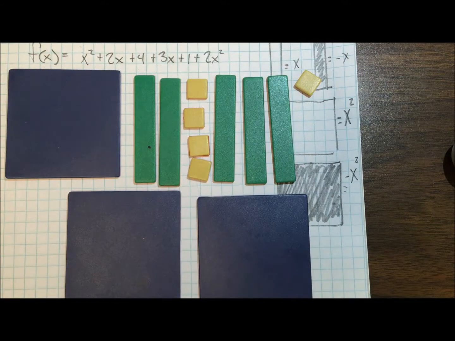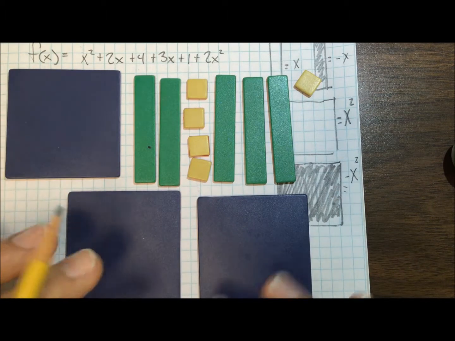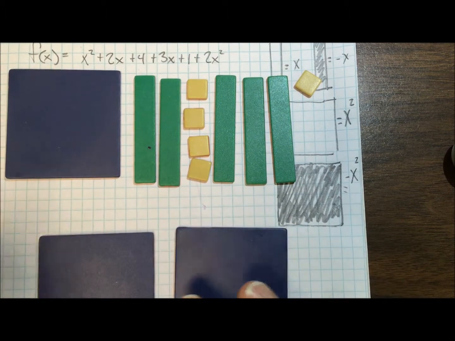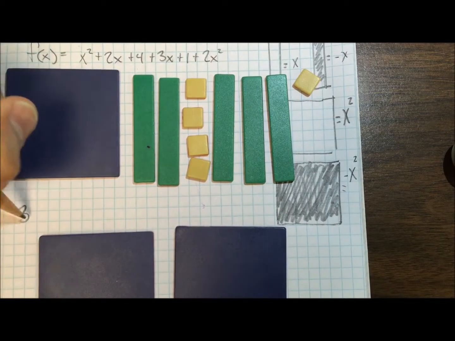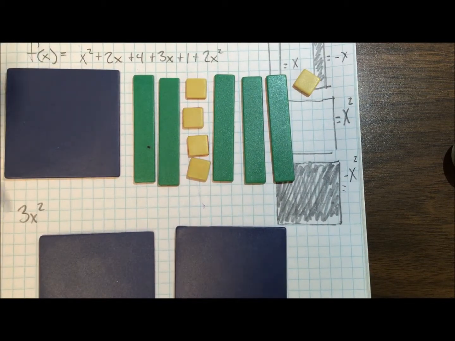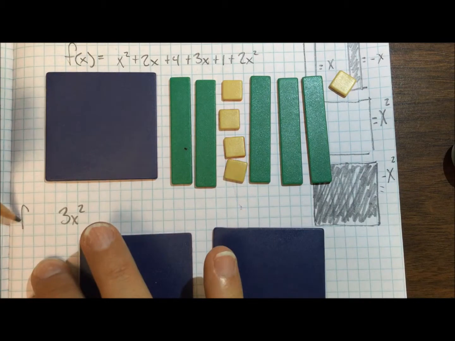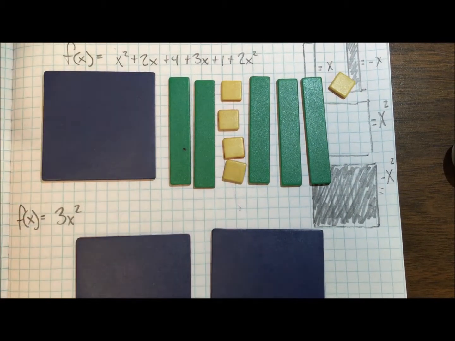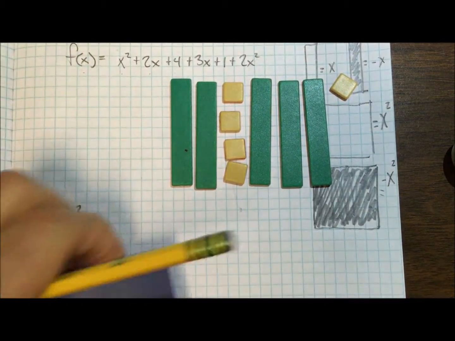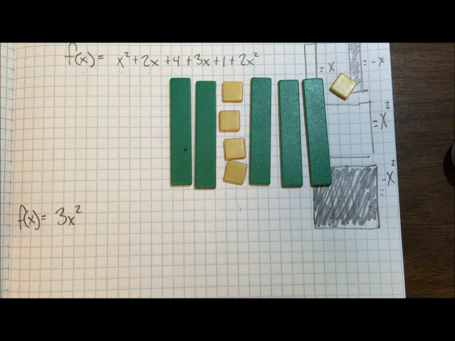So all of my x squareds, all of my x's, and all of my 1s, we're going to count up and see what we have. And we're going to go from there. 1, 2, 3. So let me actually move this down, and I'll put everything right down here. So that's 3x squared. And let me write in my f of x, because this is an equation. So 3x squared, those are done.